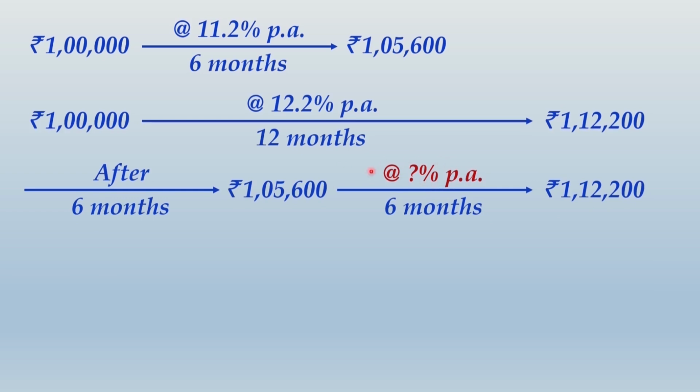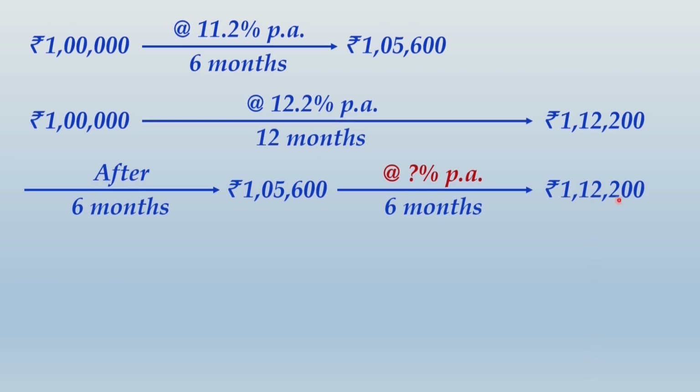So in simple words, if you borrow 1,05,600 after 6 months for a period of 6 months, the maturity value of that borrowing must be 1,12,200. So you just have to find that rate of interest. Now how would you do that?